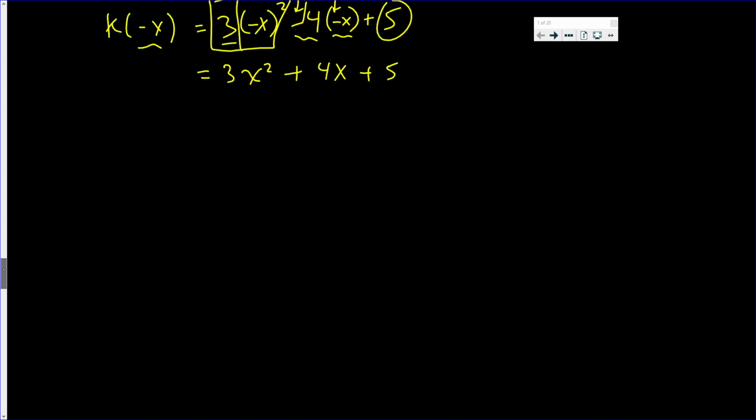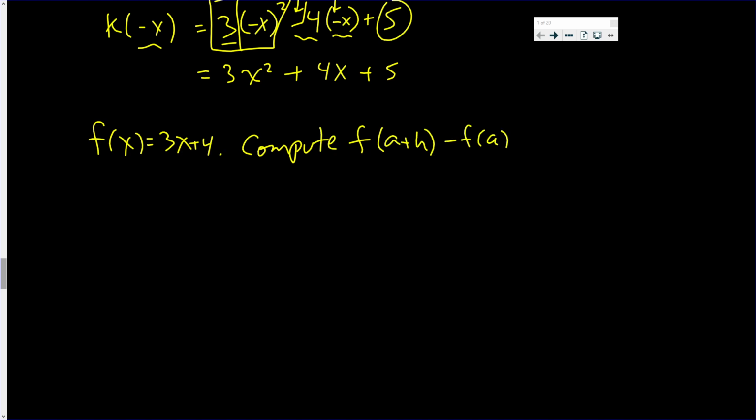Okay. Now, suppose you were asked to do this. They tell you that f of x is 3x plus 4, and they asked you to compute f of a plus h minus f of a over h. Well, you need to find this, you need to find that, and then to note that you're subtracting them.